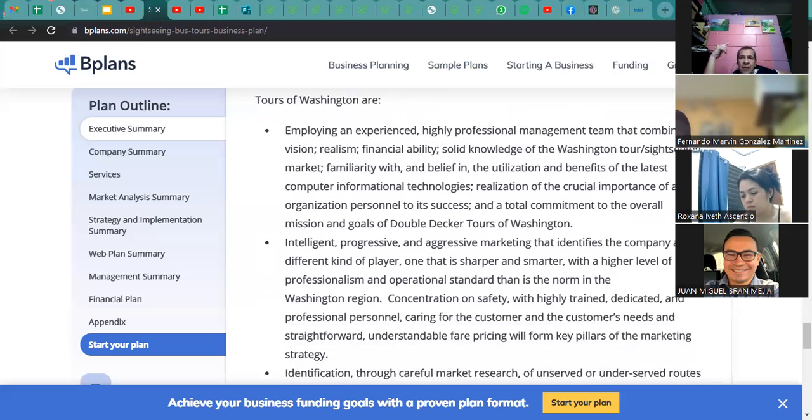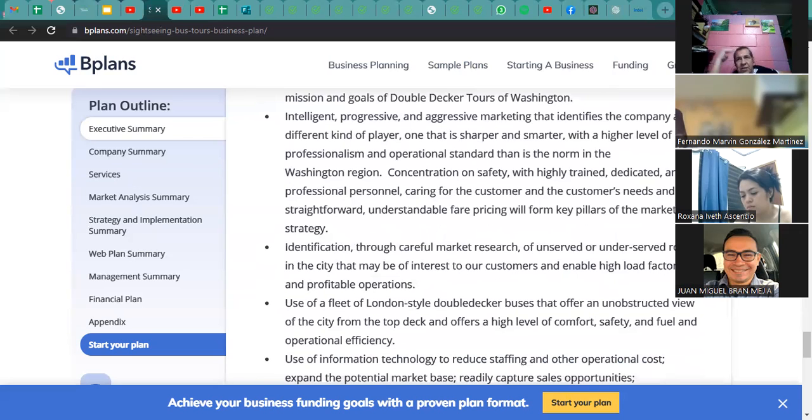The second one: intelligent, progressive, and aggressive marketing that identifies the company as a different kind of player. One that is sharper and smarter, with a higher level of professionalism and operational standard than is the norm in the Washington region. Concentration on safety with highly trained, dedicated, and professional personnel, caring for the customer and the customer's needs in a straightforward, understandable, fair pricing will form key pillars of the marketing strategy.